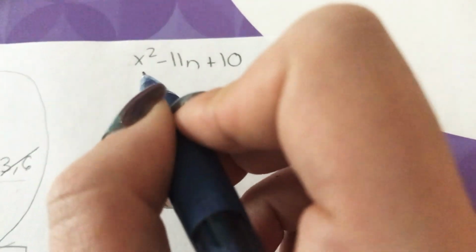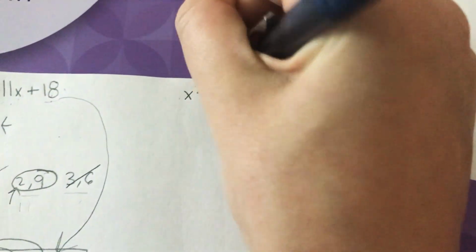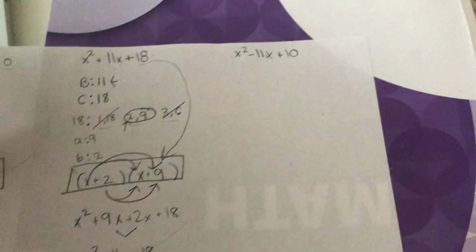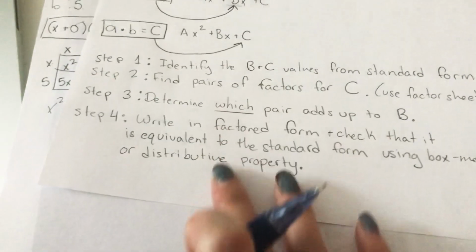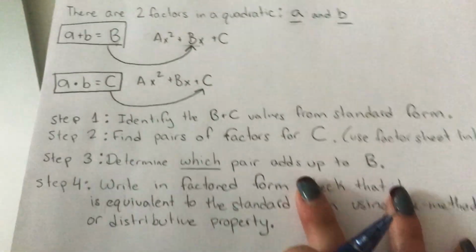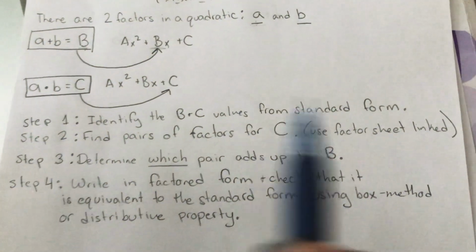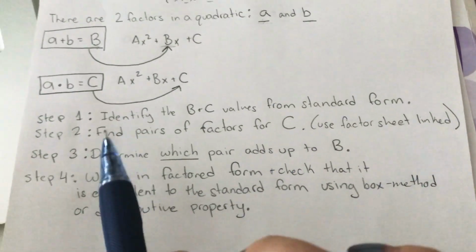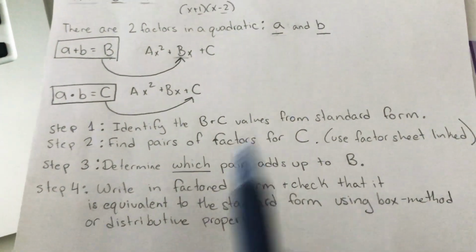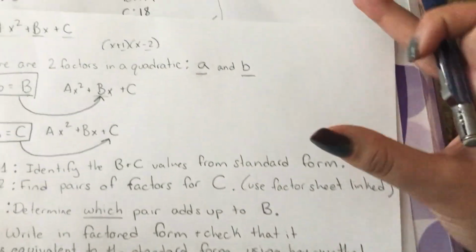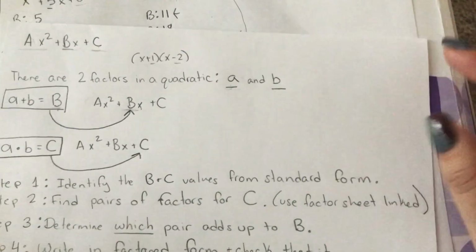Here I have x squared minus 11, and oops, I meant to write an x here, wrong letter. So x squared minus 11x plus 10. So again, I'm going to follow my step-by-step instructions. Something that I really recommend for you guys is, in addition to referencing back to the photo that I'm posting, that you're actually hopefully writing down these steps in your notebook so that you're able to use those step-by-step instructions on your cool down today as well as on future exams.